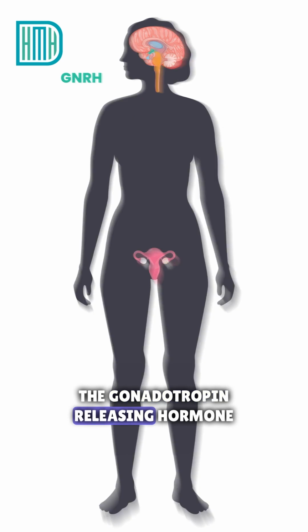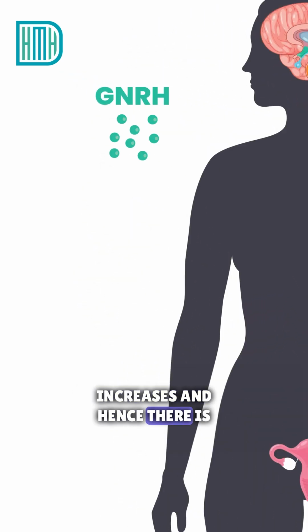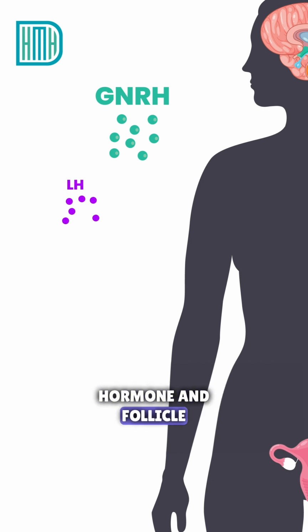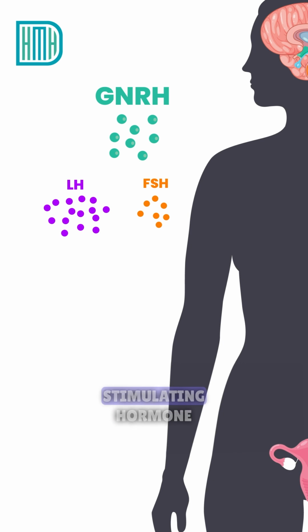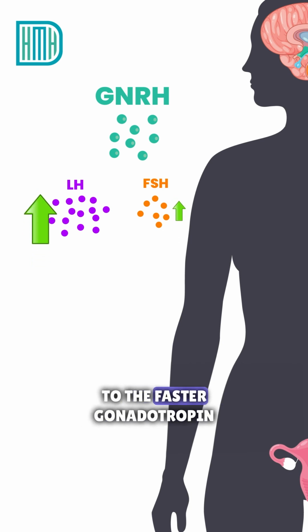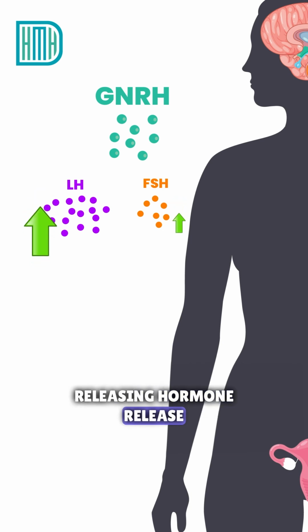The gonadotropin releasing hormone increases, and hence there is increased production of luteinizing hormone and follicle stimulating hormone. In short, the follicle stimulating hormone will be less as compared to the luteinizing hormone secretion, because LH is more responsive to the faster gonadotropin releasing hormone release.